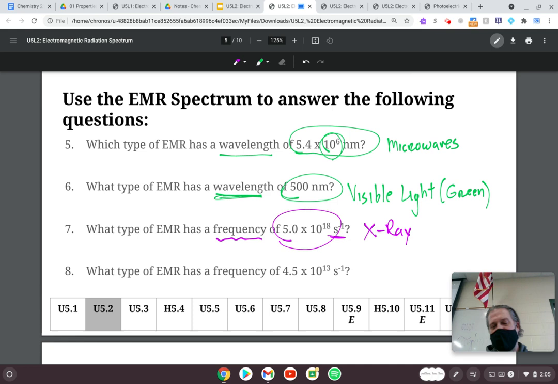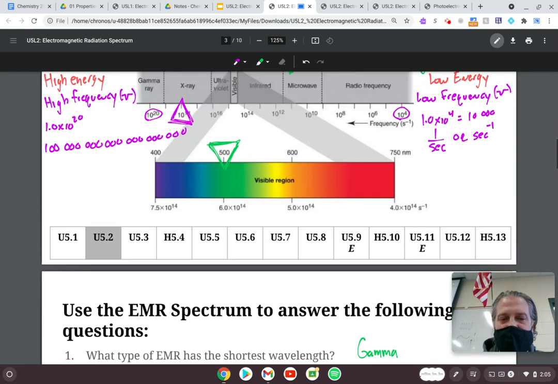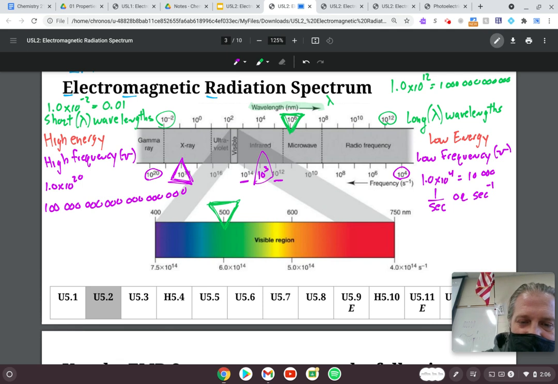What type of electromagnetic radiation has a frequency of 4.5 times 10 to the 13 per second? So I'm going to go back up here and look for times 10 to the 13. Oh, there isn't a times 10 to the 13, but there's a times 10 to the 12, and there's a times 10 to the 14. So that means that this is probably times 10 to the 13 here, and so that tells me that's going to be infrared.